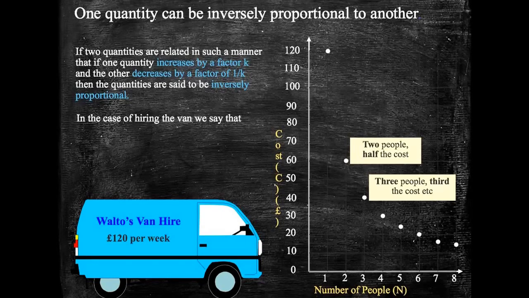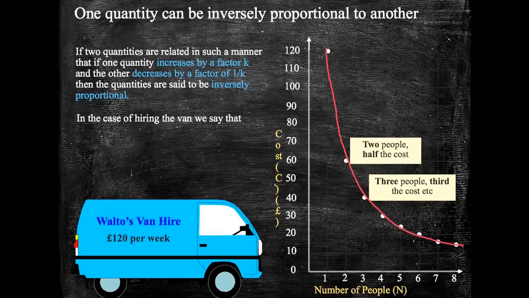Let's just have a quick look here. In this case I'm looking at a van. Auto's van hire is £120 per week. But if more than one person shares that cost out, it'll get cheaper. So if two people were to share the cost, it becomes half. And if three people share the cost, it becomes a third of the cost. We'd end up with a graph looking something like this.